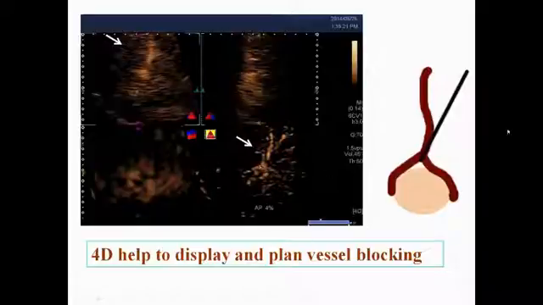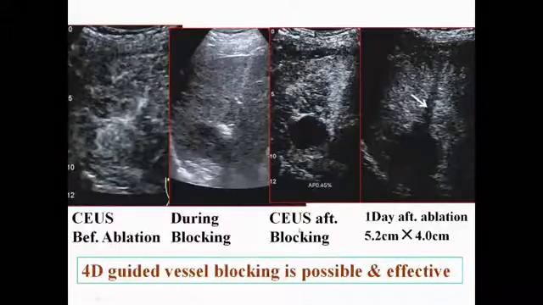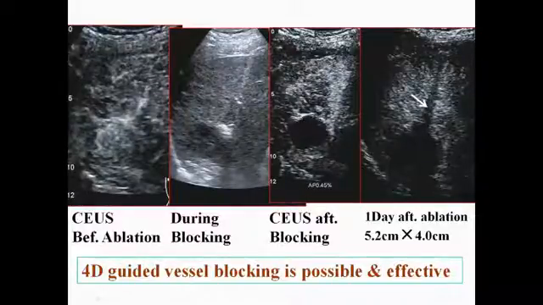So we try to cut the blood supply from the root of the feeding artery, and after that ablate the tumor. This picture is shown before the ablation, the contrast ultrasound enhancement, and here's during the feeding artery blocking, and after 2 minutes of artery blocking, you can see a hole, just no blood perfusion in the whole tumor. It's very, very exciting research.